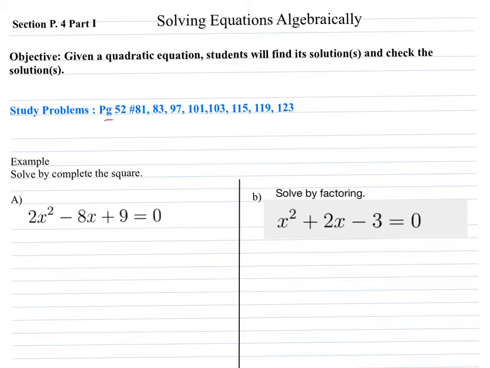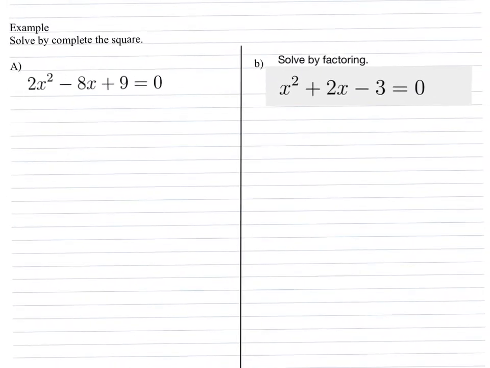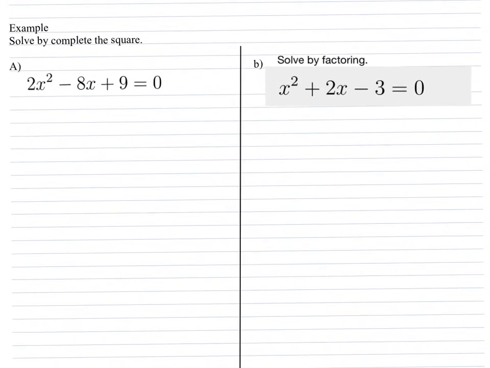Your study problems are these problems right here. They will also be on Canvas. So I'm going to go up so we can start working on this. The first one that we're going to do is by completing the square.